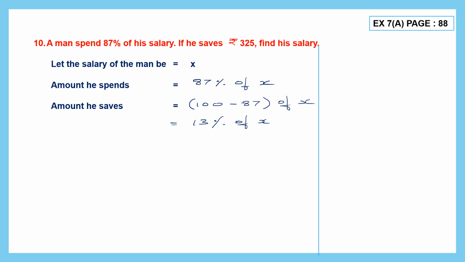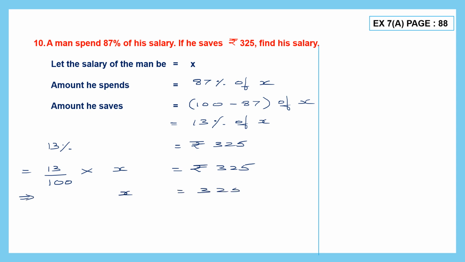Now we already know that his savings is 325 rupees. That means 13% of his monthly salary is 325 rupees. So 13% means 13 by 100. Of means into monthly salary. We said in the beginning, let it be X. So now this is equal to 325 rupees. Now we can find the value of X. Okay, so X is equal to 325 divided by 13 by 100.